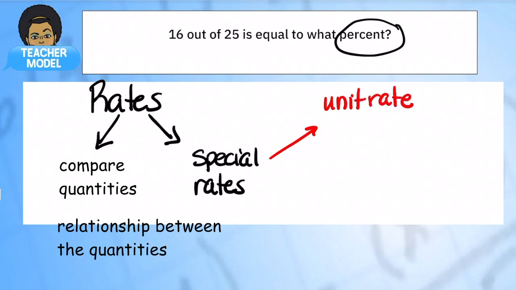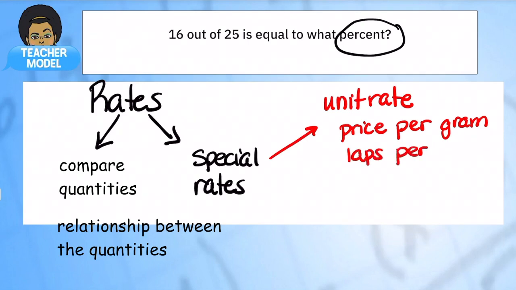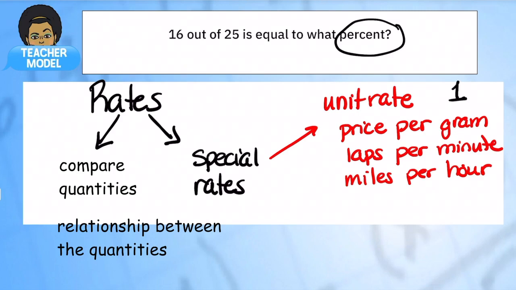And examples of a unit rate, we had price per gram or per ounce. We had the swimming example, so laps per minute. You've seen miles per hour. And in each and every single one of these, the unit rate meant that it was a quantity compared to one, some number related to one. So per 1 hour or per 1 minute or per 1 gram, it was always set to a unit of 1.